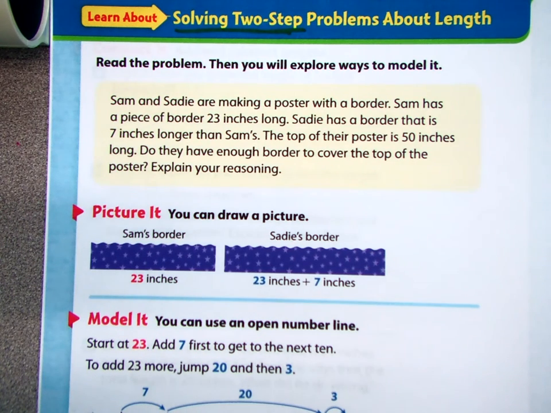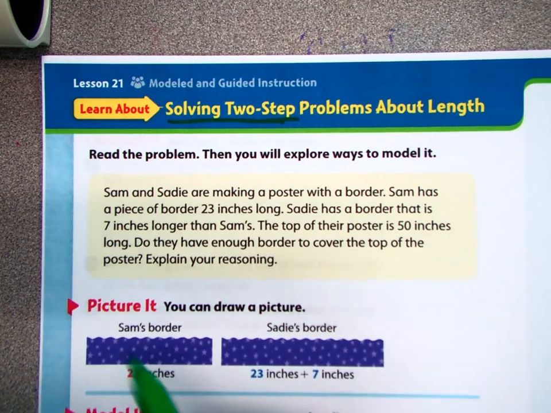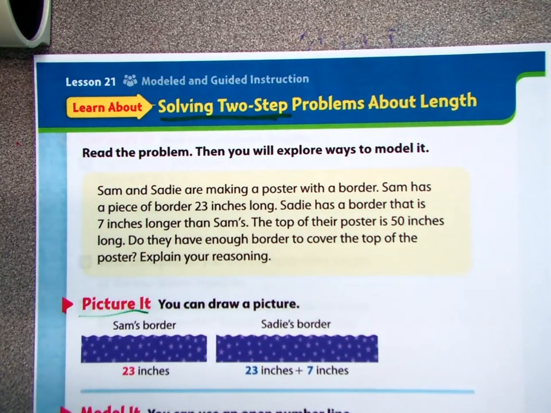Okay, let's read this again. Sam and Sadie are making a poster with a border. Sam has a piece of border 23 inches long. Sadie has a border that is 7 inches longer than Sam's. The top of the poster is 50 inches long. Do they have enough border to cover the top of the poster? Explain your reasoning. So we're going to look at this first method here that they're going to show us. Picture it. You can draw a picture to solve a problem.